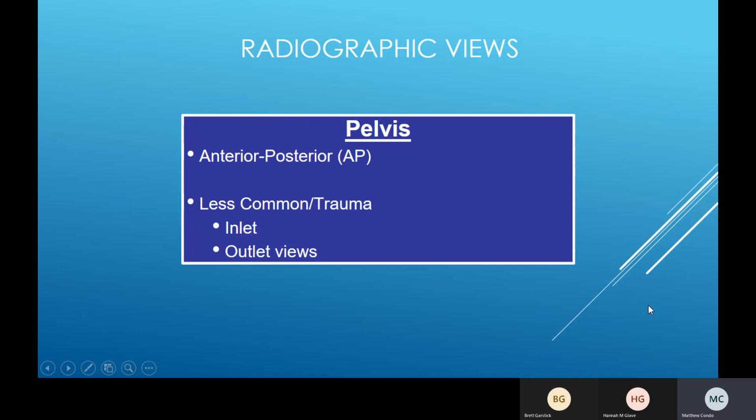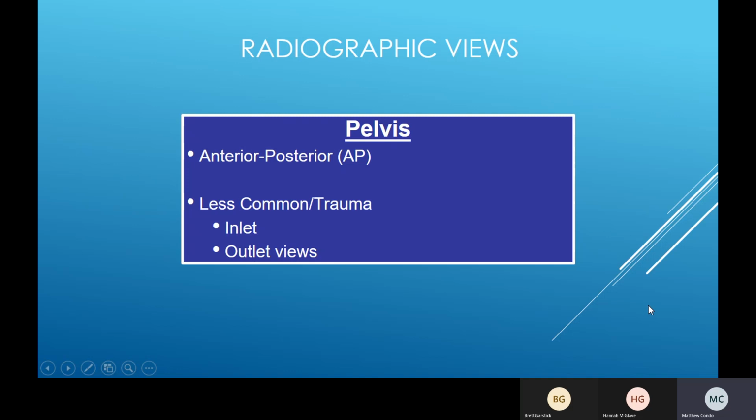So there's only a couple of views for the pelvis. Big thing to remember here, we're going to use an AP view, and then less common, you might see something called the pelvic inlet view and the pelvic outlet view. What you're not going to see is a lateral view of the pelvis, and it makes a lot of sense why, right? If I place a patient on their side and try to do a lateral view, I'm basically going to get a nice big shot of one ilium, and that's about it. Because the other ilium is going to sit under the first ilium.